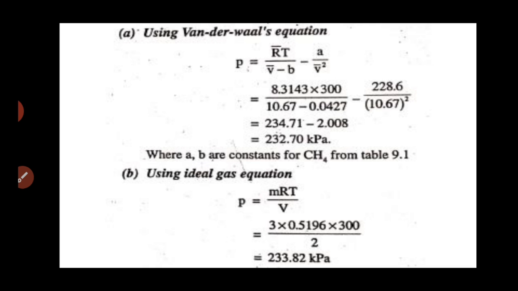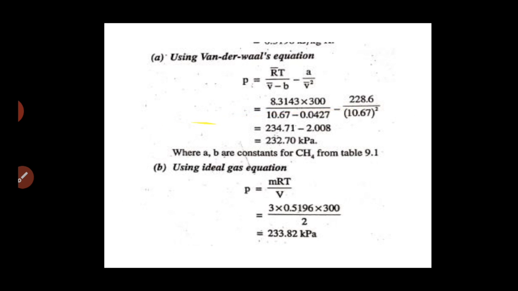Now, second, using the ideal gas equation, PV is equal to mRT. Substituting the values, mass is 3 kg, R is 0.5196, the characteristic gas constant for methane, into temperature 300 Kelvin, divided by volume 2 meter cube. You get 233.82 kilopascal. So there is a variation: the ideal gas gives 233.8, that is 234, whereas the van der Waals equation gives 232. Now we will see the Beattie-Bridgeman equation.